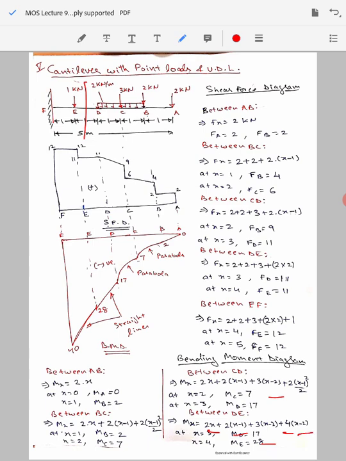Now in this equation, if we substitute x equal to 3 and x equal to 4, we will obtain the value of bending moment at point D and point E respectively. You can keep on applying it and obtain the equation for the section EF also, which will be straightforward, and I leave it to you as an exercise to be carried out by yourself.